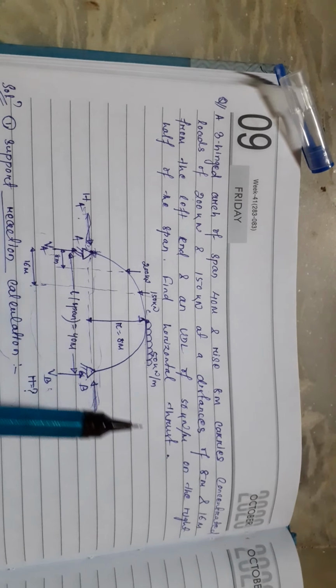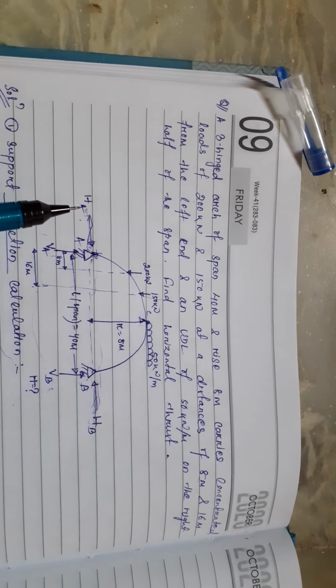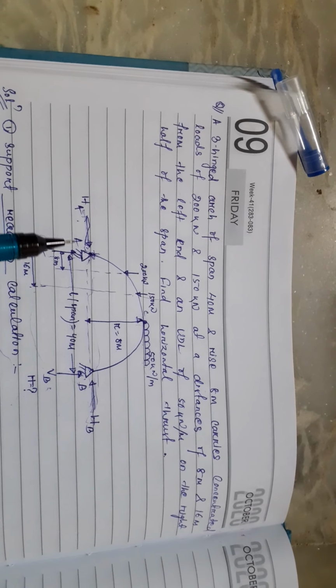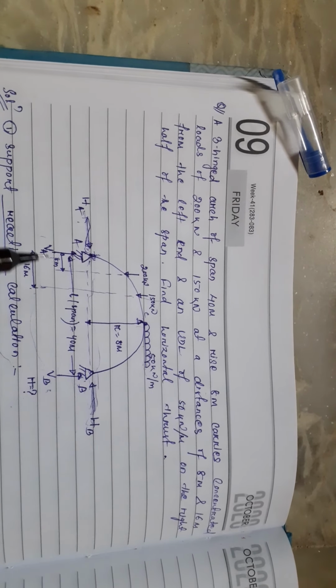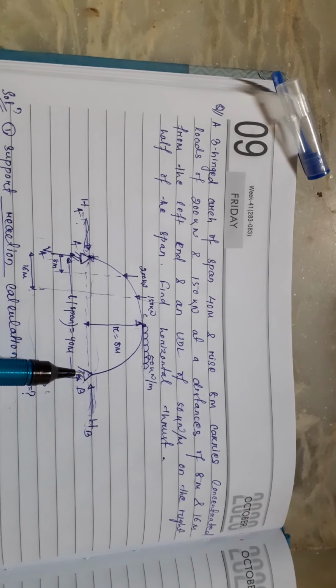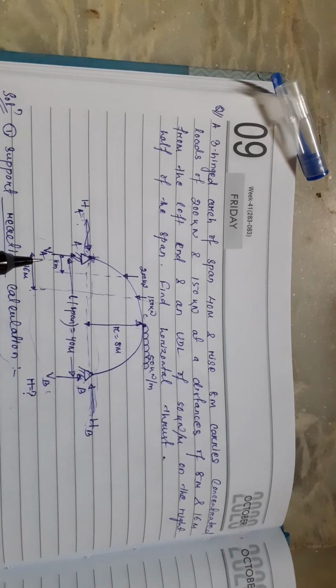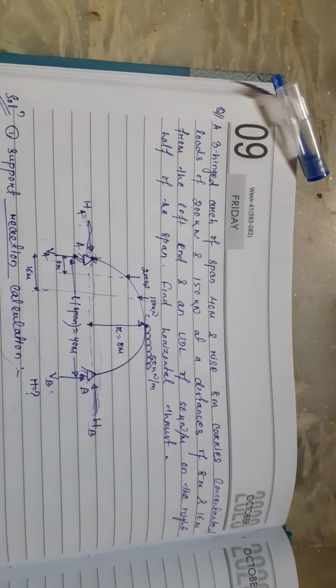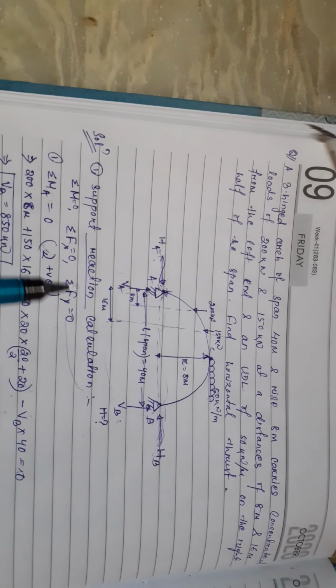Then find the horizontal thrust. Here the horizontal thrusts are HA and HB, at the hinge supports A and B. Here the unknown reactions are HA and VA at point A, and VB and HB at point B. First of all, we calculate the support reactions.